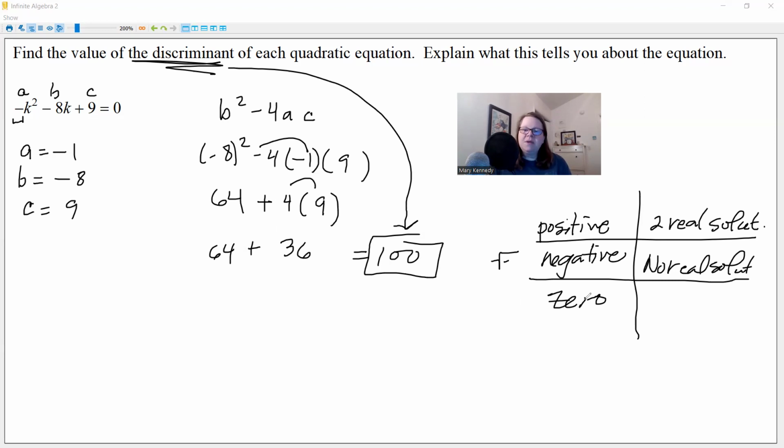And then 0 means that you're going to have exactly one real solution. And so if you get 0, it just means you have one real solution. And if you're needing to understand what those solutions mean, that's more understanding the characteristics of a quadratic equation or the characteristics of a quadratic graph. And so that's the thing that you would want to search for if you're looking for that.